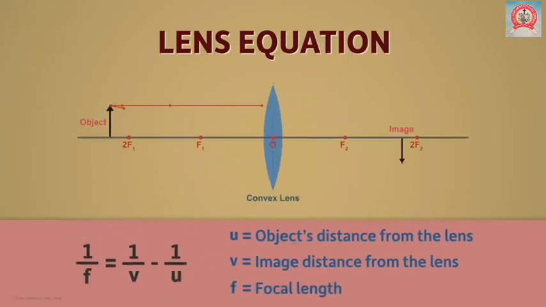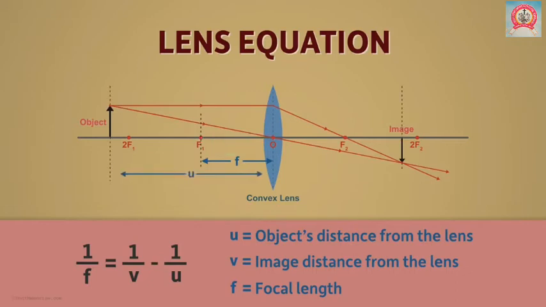To understand this, let's consider a case for a convex lens where the object is placed beyond f1. What will be f here? It is the distance between the optical center O and the principal focus of this lens. This distance will be equal to f, this distance will be u, and this distance will be v.